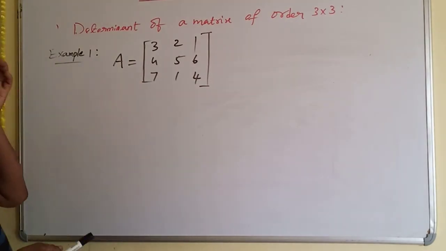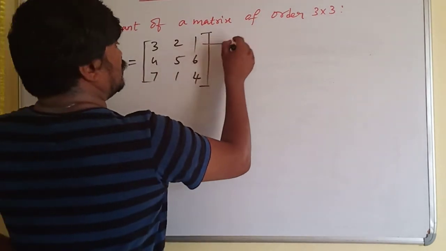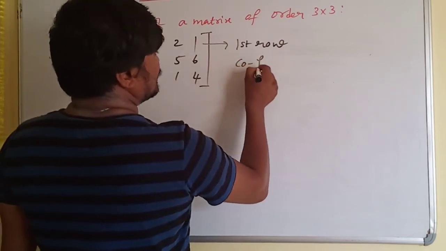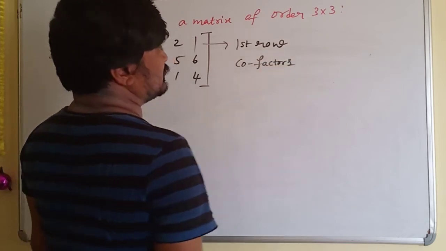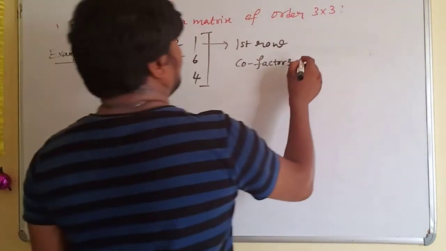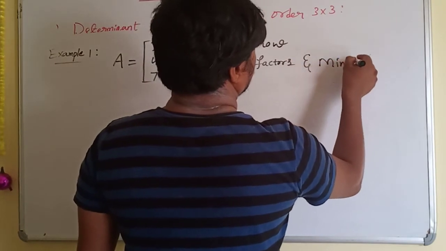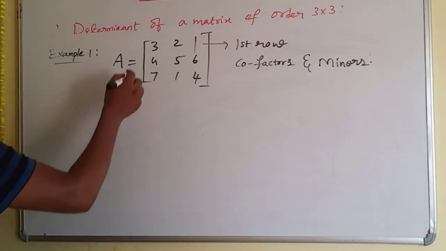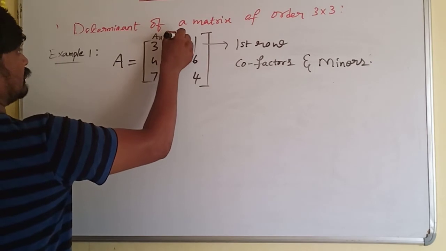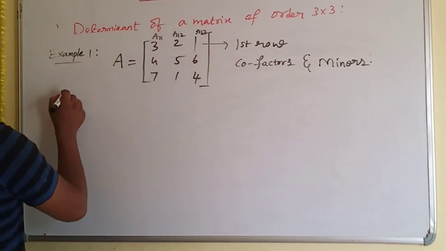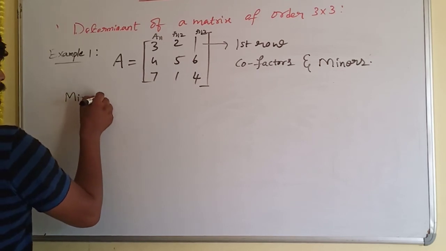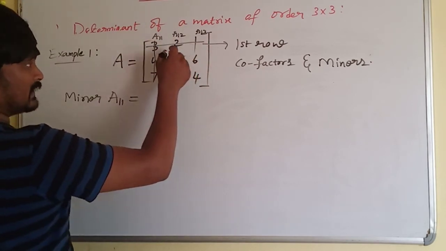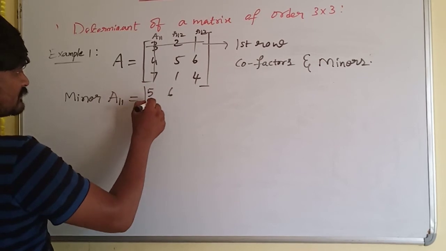Before finding the determinant of A, they said to first find the first row cofactors and minors. So first I'll find the minors, then we'll find the remaining. We can call these A11, A12, A13. First, the minor of A11. A11 means remove this row and this column, and whichever remains, you have to write: 5, 6, 1, 4.